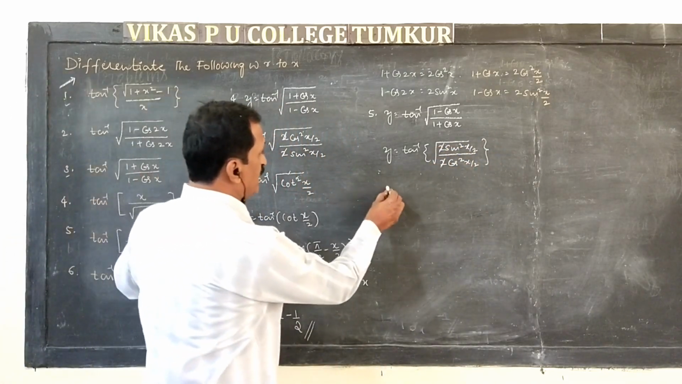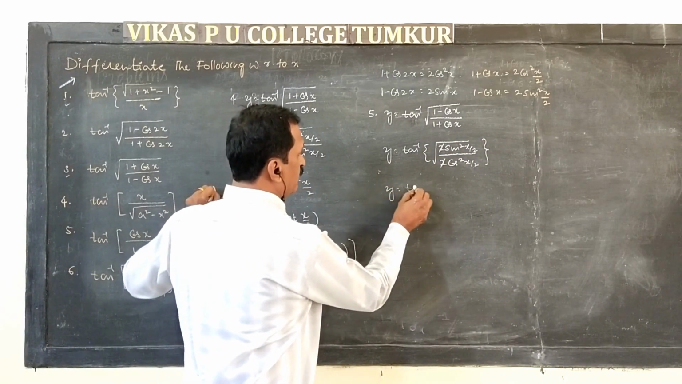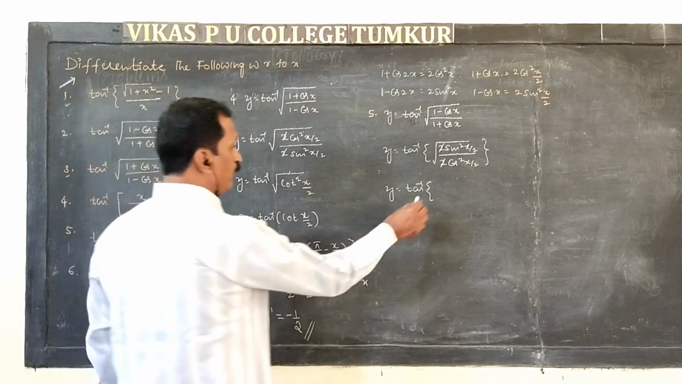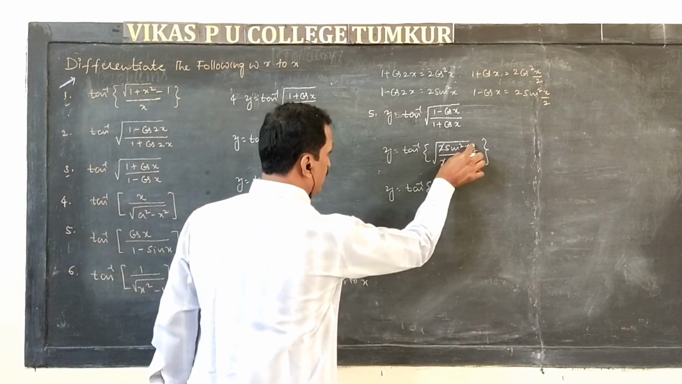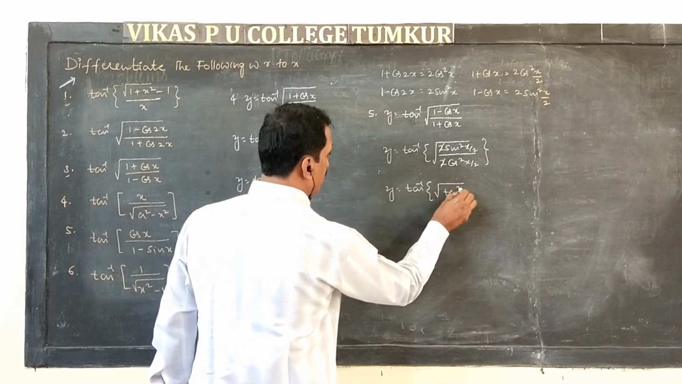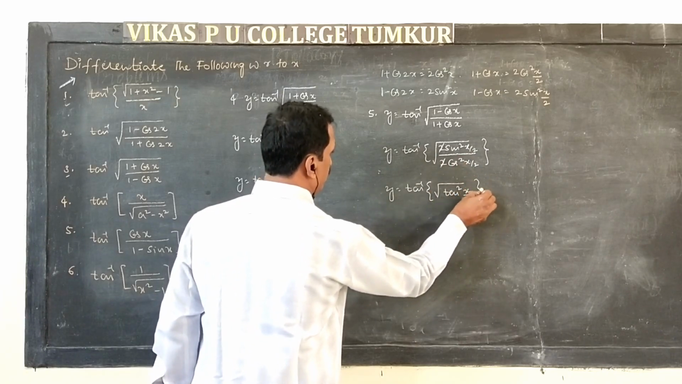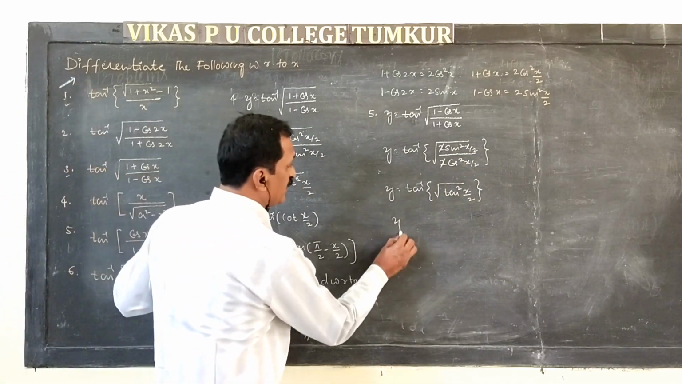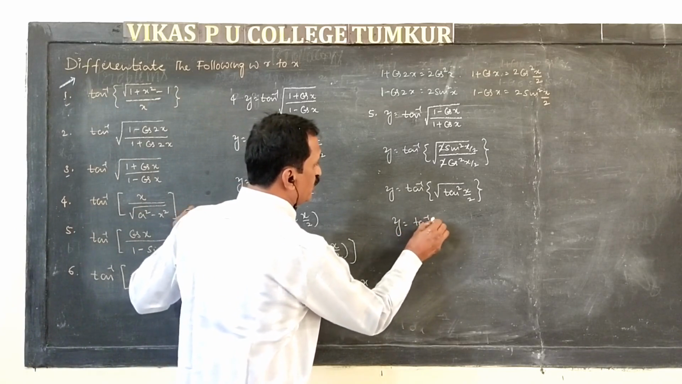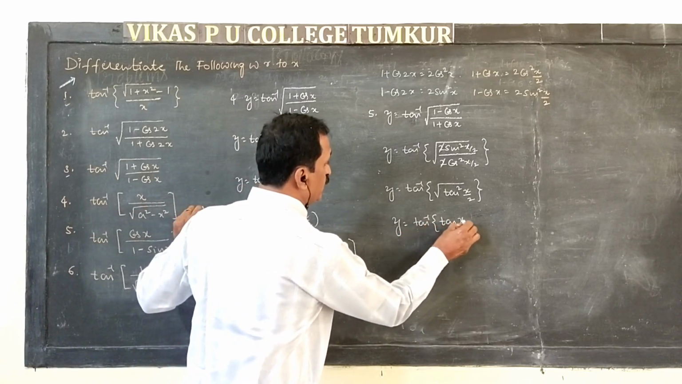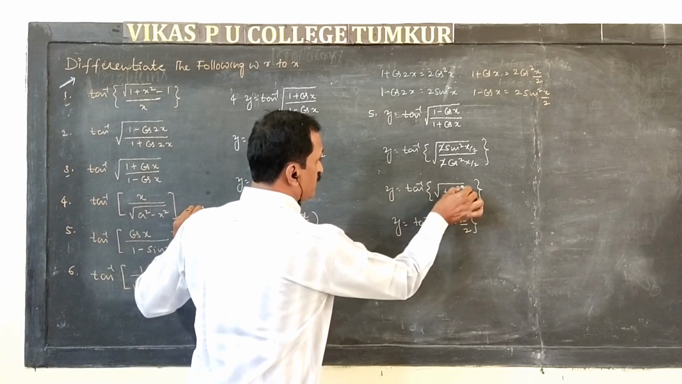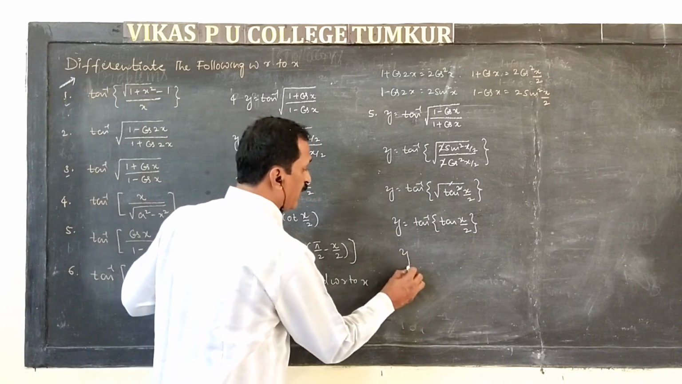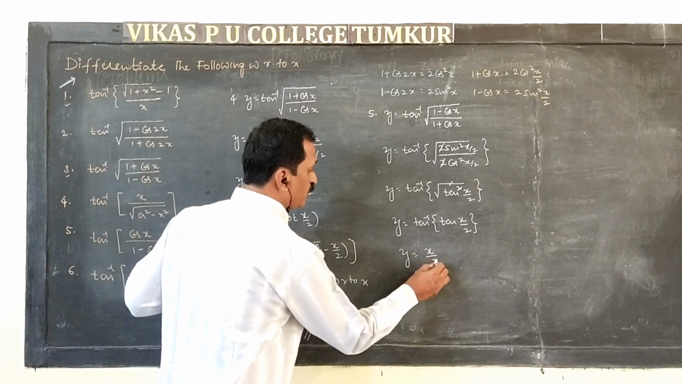Then y is equal to tan inverse of square root of sin square theta by cos square theta, which is tan square theta, so tan square x by 2. The square root cancels out. y is equal to tan inverse of tan x by 2. Tan inverse of tan x by 2 is x by 2 only.